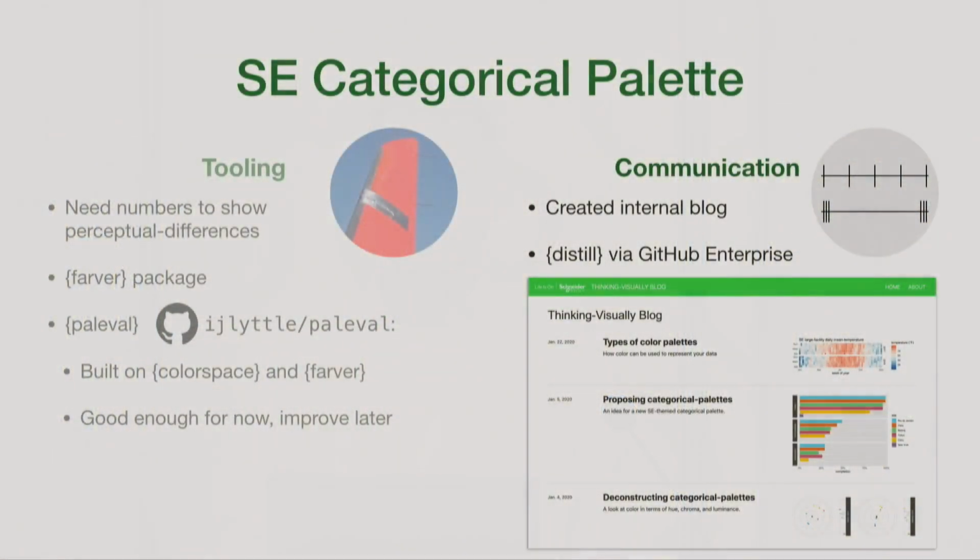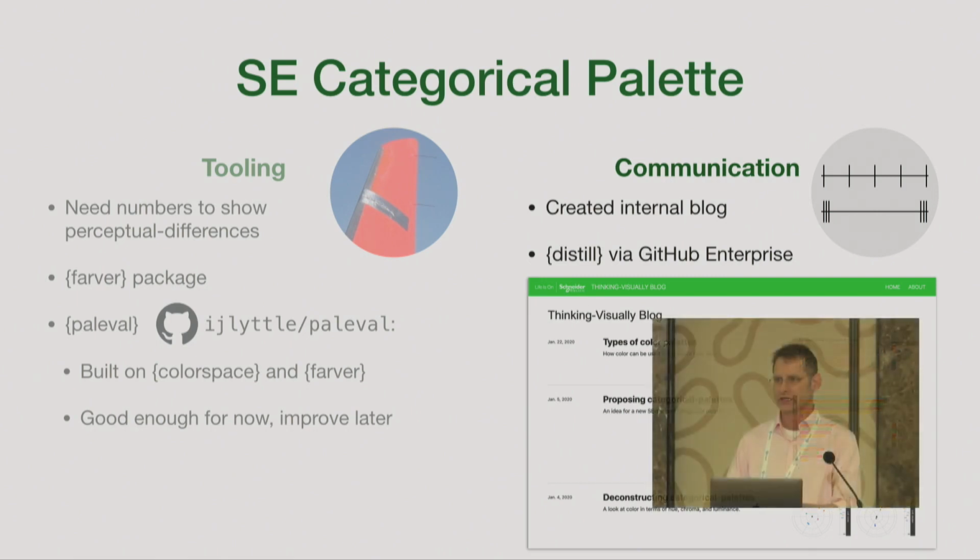Then on to communication. We created an internal blog using Distill, and we're lucky enough at Schneider Electric that we have an internal instance of GitHub Enterprise. So a lot of this great tooling that the Tidyverse team have built for open source, we can adapt within the company. We're able to serve this out on GitHub Enterprise. It's a Distill blog, another package from RStudio, and it helps us to get our ideas out there.